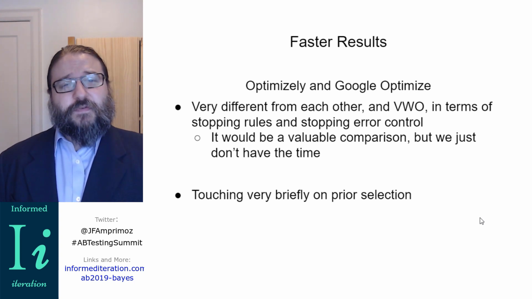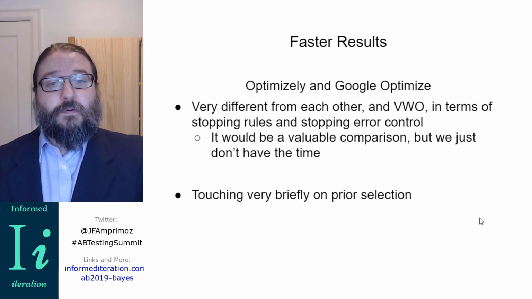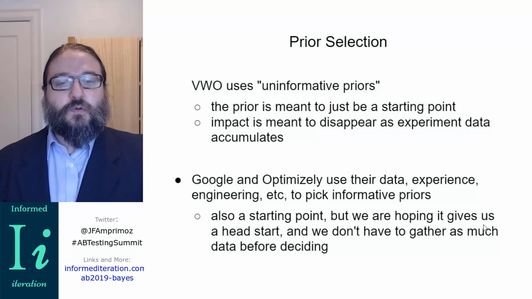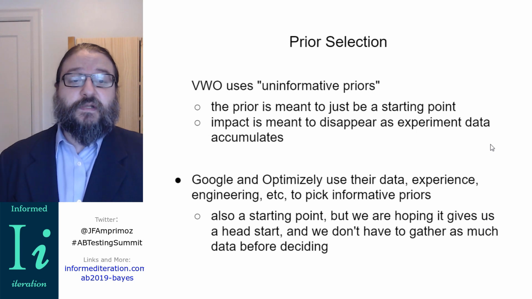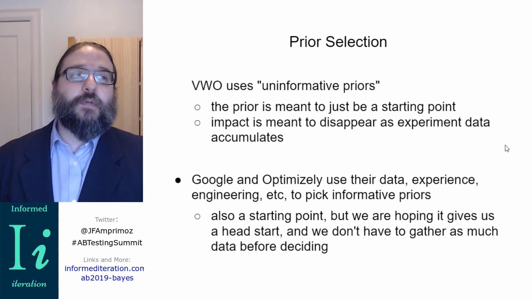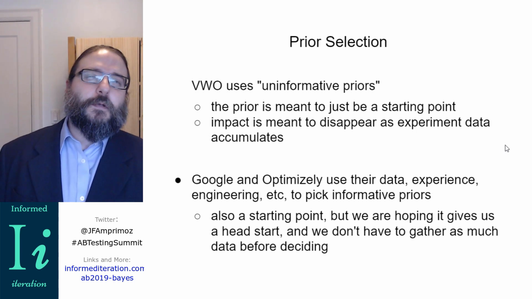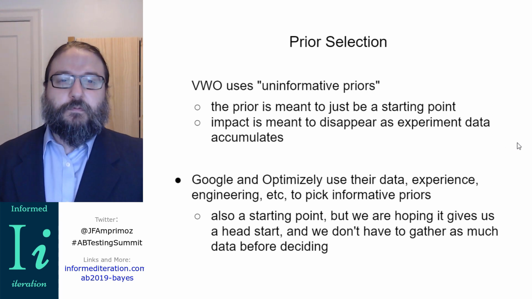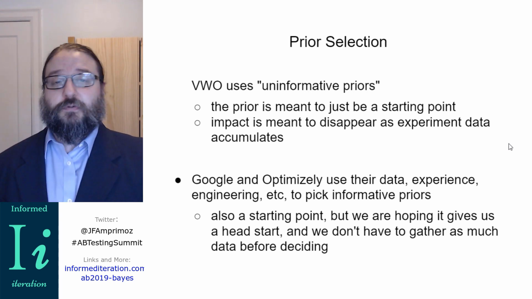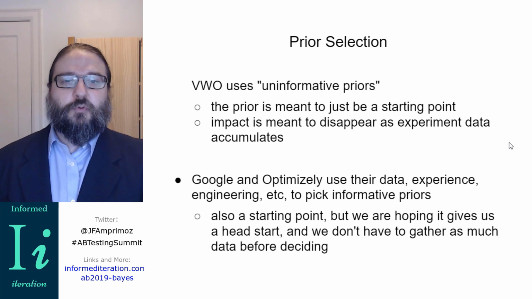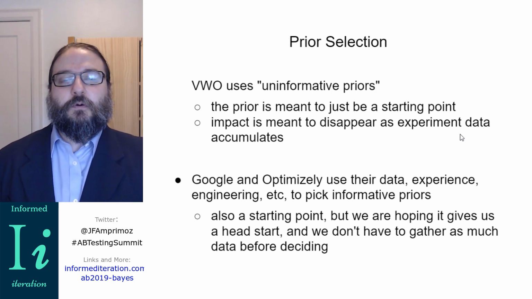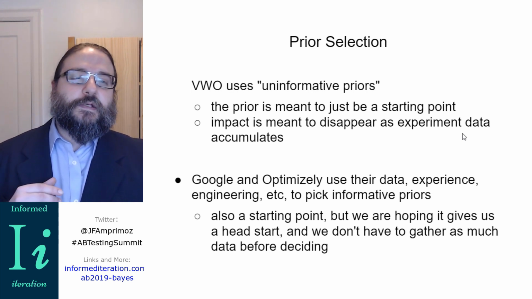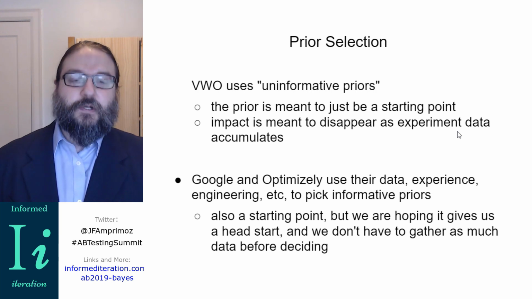I do want to touch very briefly on prior selection, though, because that's a really central point. So VWO uses uninformative priors. We talked earlier about how you have to come up with a prior, based on the information you already have, to use as a starting point for your Bayesian analysis. So one school of thought, and VWO in their white paper discusses using this one, is that the prior is just going to be a starting point.